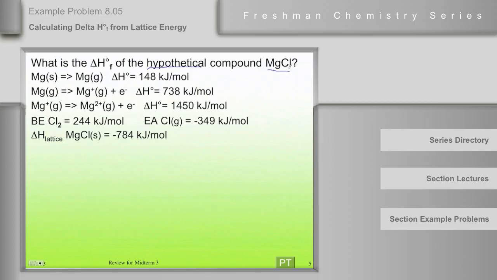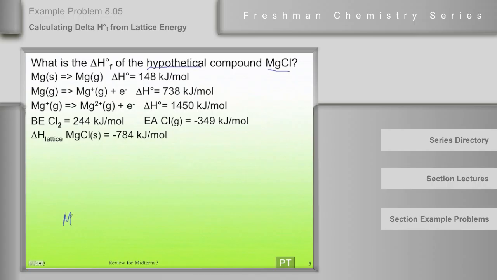And probably the difference between the two is that one is much more stable than the other. But that doesn't mean that the delta H of formation for this hypothetical one might not be negative, but we can at least find out. Okay? Now, I think the best way to do this is to set up a cycle.